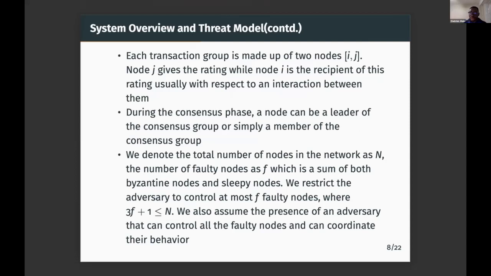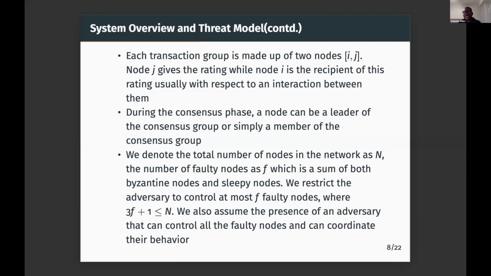There is the first node, which we can term the rater node, which is the node that is giving a rating value to another node. And the other node within the transaction group is called the receiver node, which is the node that is receiving a rating, always in respect to some service that is rendered. So an example would be a node is performing a service within the network. So whenever the service is performed, the receiver of the service is going to give a rating to the provider of the service.